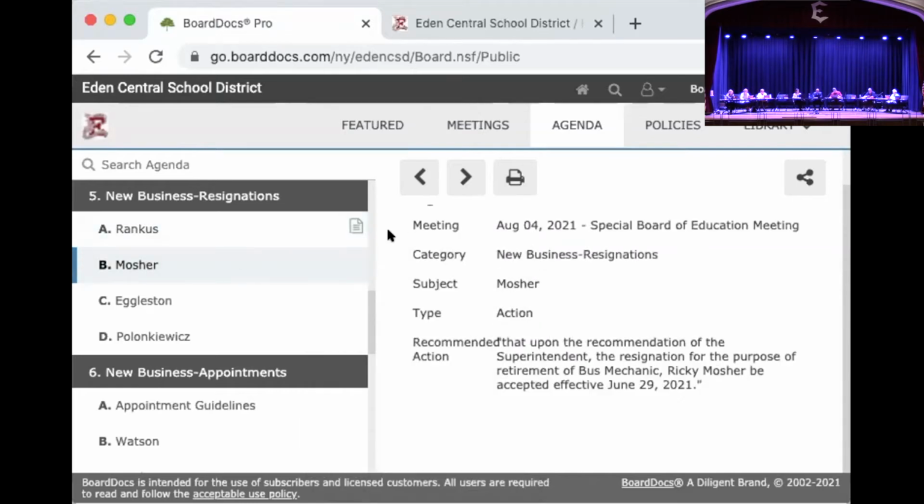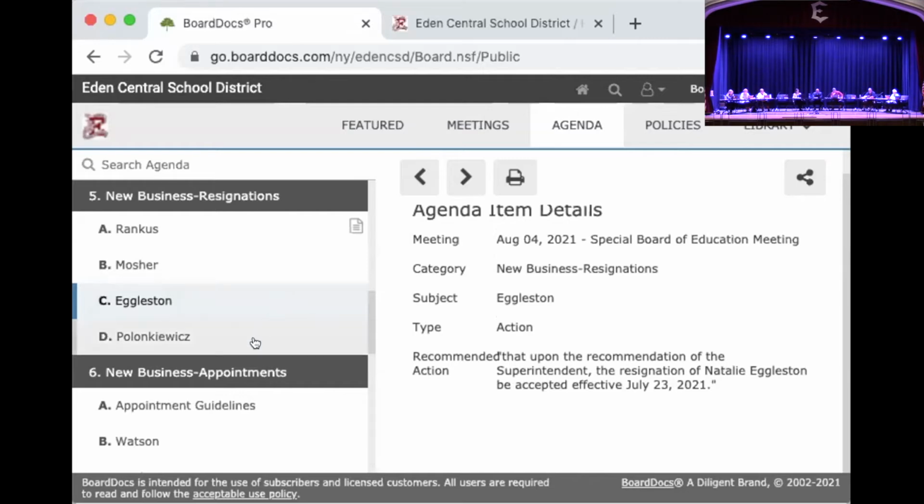That upon the recommendation of the superintendent, the resignation for the purpose of retirement of bus mechanic Ricky Mosher be accepted effective June 29, 2021. Second. Any discussion? All in favor? Aye. Any opposed? Any abstained? Motion carried.